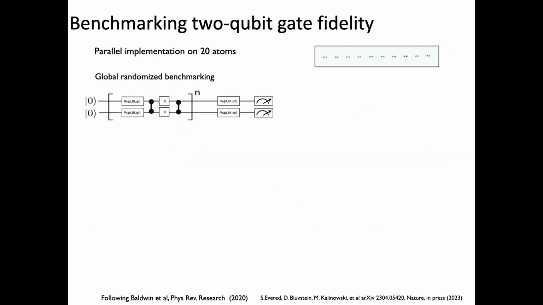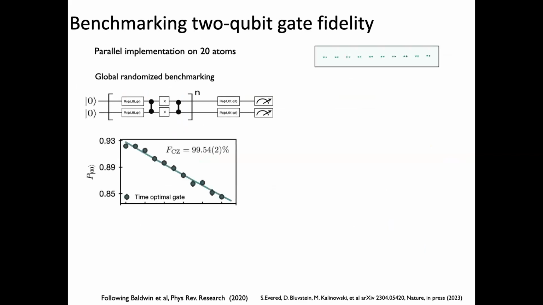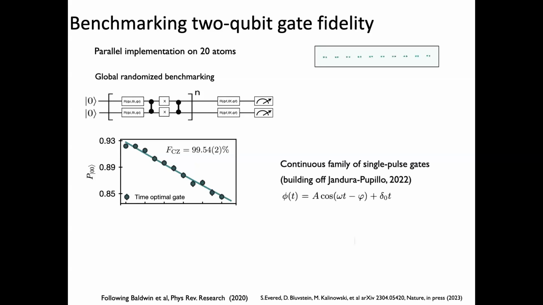And so here is the result. In this case, we start with 20 atoms, split into 10 pairs, and we do what's called randomized benchmarking as a way to check how the gates work. And immediately here we see that these fidelities exceed 99.5%. Once we have this pipeline set up, we can now explore the entire family of the gates.